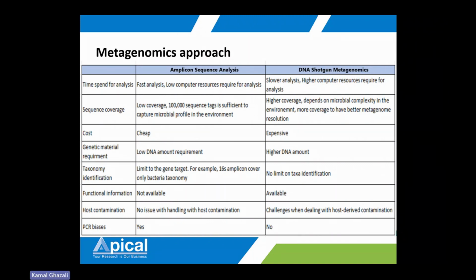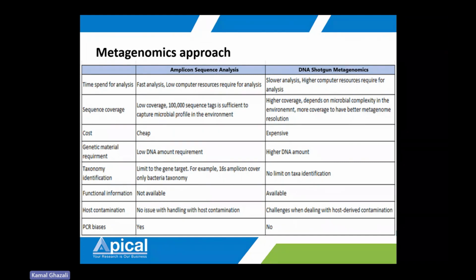Right. Taxonomy identification is limited to the gene target. For example, if your gene target or gene marker is the 16S amplicon, this 16S amplicon will only cover the prokaryotes. It won't cover the eukaryotes. If you use ITS or 18S, you only cover the eukaryotes alone. So if you want to cover more taxonomy, you have to use multiple gene targets to cover the whole microbiota in the environment.